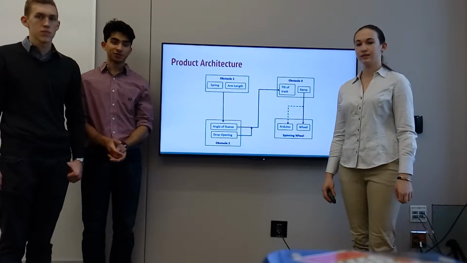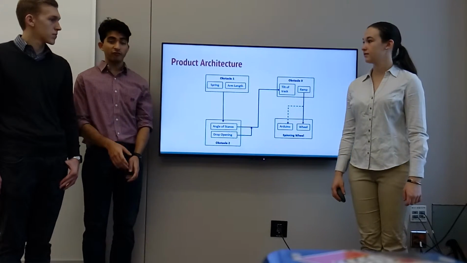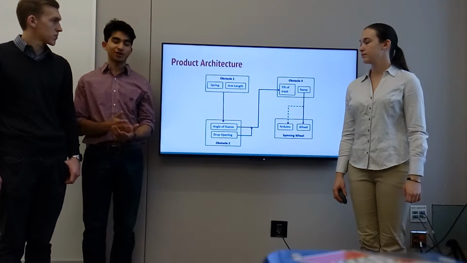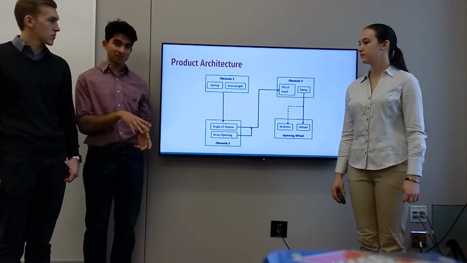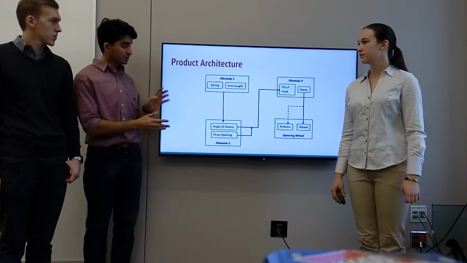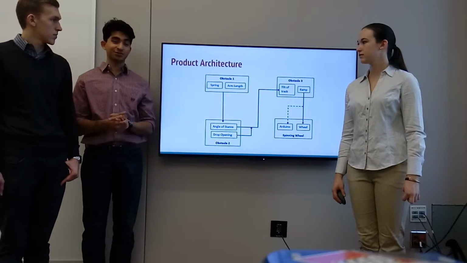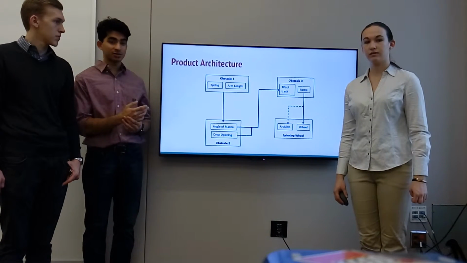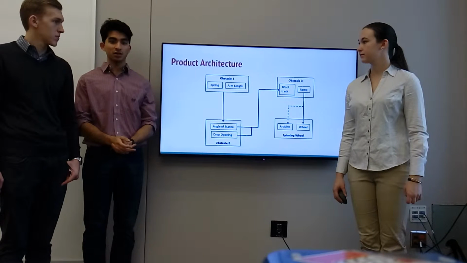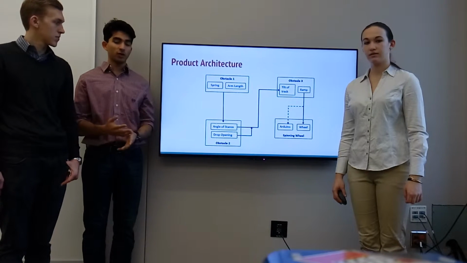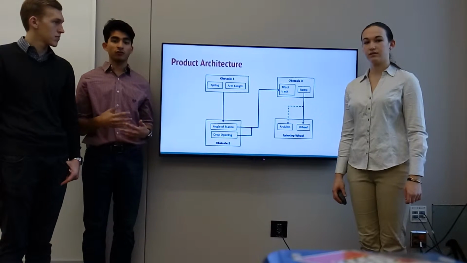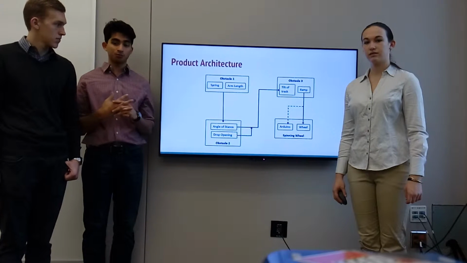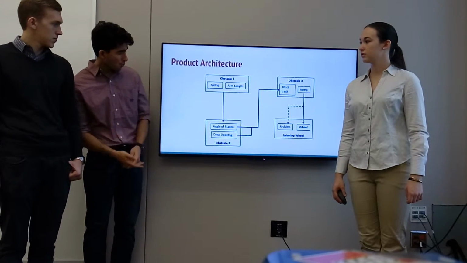For product architecture, we have 4 chunks, and each chunk has 2 subsystems, and this image shows the relationship between each chunk and the subsystems. So this will help us know what to change for future similar products.